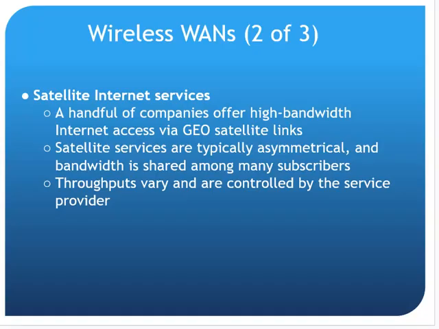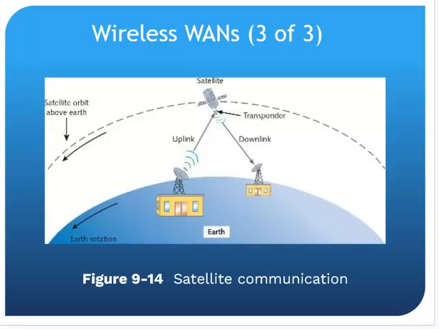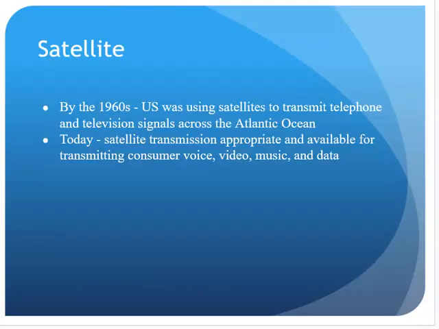All right. That then brings us into some satellite internet service, satellite connection. A handful of companies offer high bandwidth internet access via geo satellite links. They're typically asymmetric because you have your bandwidth shared by many subscribers. You have your uplink, downlink. Uplink to a satellite, and the satellite sends a downlink to another site. This a lot of times is how, when you have World Cup or Olympics happening halfway around the globe, this is your connection to that event because of distance.